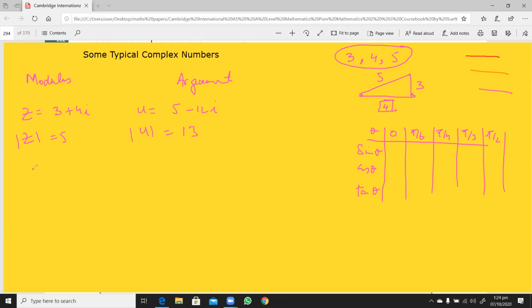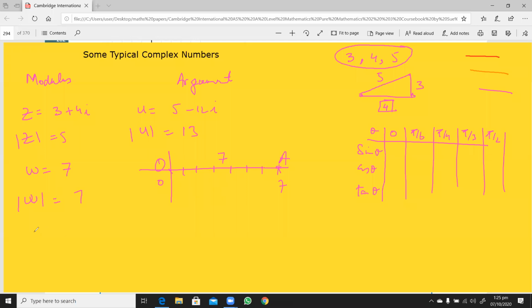Now, similarly, you can have a complex number, let's say w, which is just 7. So what is its modulus? 7. That is 7, because if you look at it, 3, 4, 5, 6, 7. You mark this as your point A, and here is O, the origin. So you see that this OA length is 7. So the modulus of this w is 7.